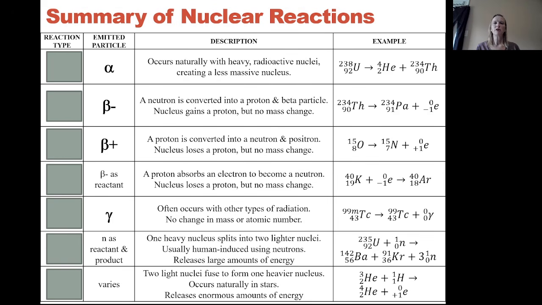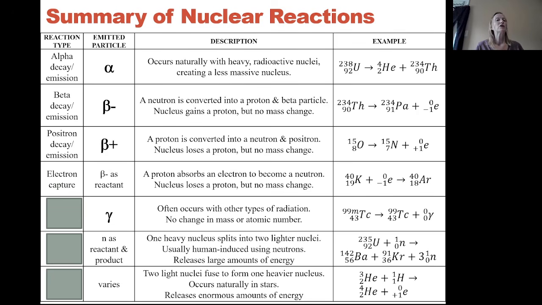So this is a summary of all of those different types of nuclear reactions that we've just talked about. This is the same information that was on the previous slides. It's just all here in one table so that you can compare alpha decay with beta decay, with positron decay or positron emission, or electron capture, or gamma decay, or fission, or fusion.